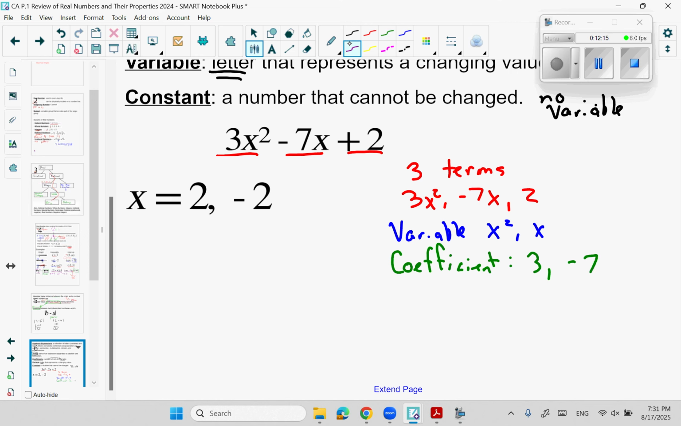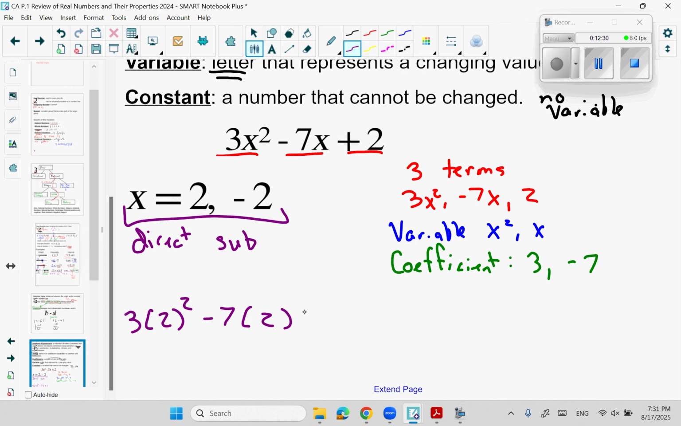Now, one thing we can always remember to do is this idea of direct substitution, aka I can just plug those numbers in. So 3 times 2 squared minus 7 times 2 plus 2. 2 squared is 4 times 3 is 12. 7 times 2 is 14. 12 minus 14 plus 2 is 0.